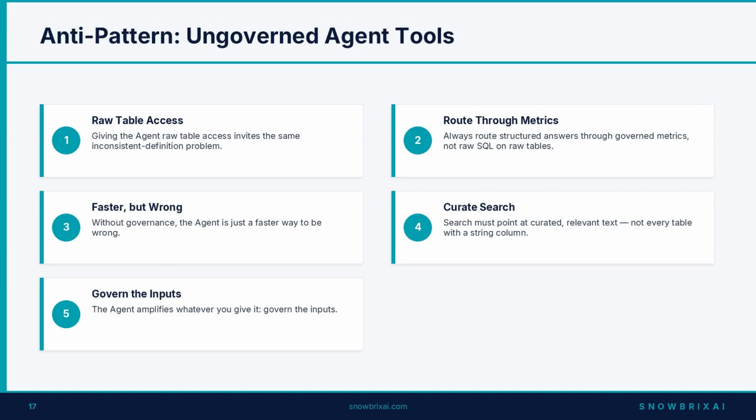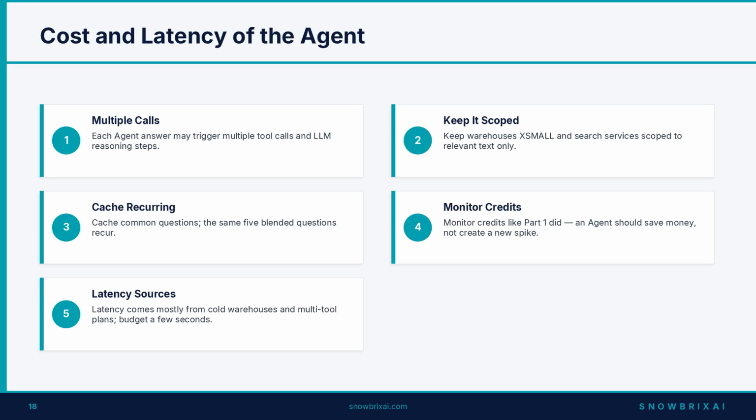Now the anti-pattern, the ungoverned agent. Give the agent raw table access, and you invite the same inconsistent definition problem right back in. Always route its structured answers through governed metrics, never raw SQL on raw tables, because without governance, the agent is just a faster way to be wrong. And search must point at curated, relevant text, not every table that happens to have a string column. The agent amplifies whatever you feed it. So govern the inputs.